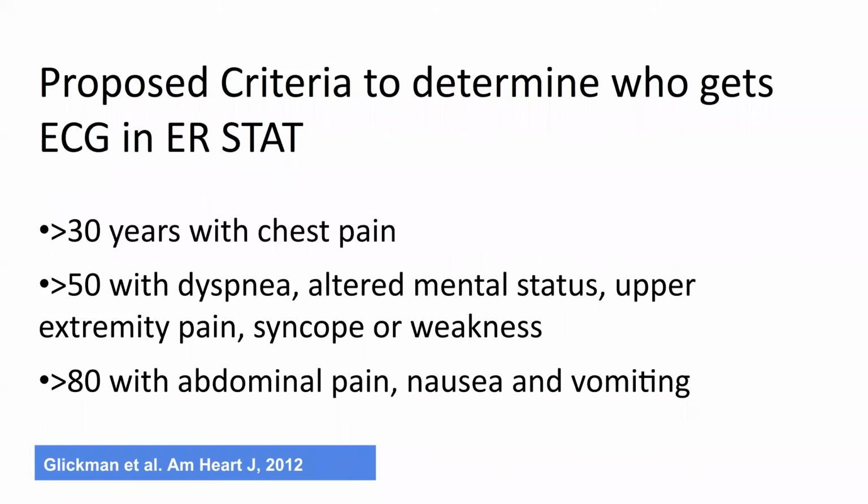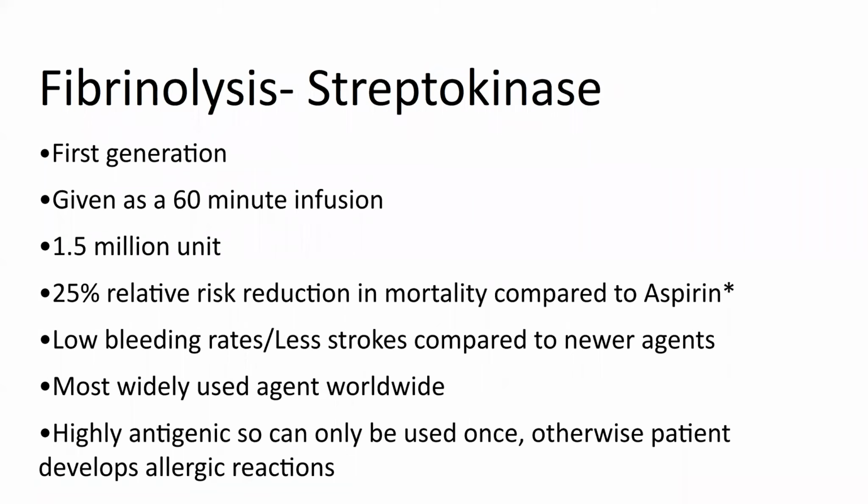This has been studied in an article that was published in 2012. Now, as far as fibrinolysis, the commonest agent available worldwide is streptokinase. It's an old medication. It's been around for a very long time. It's given as a 60-minute infusion. The dose is 1.5 million units, and it is associated with significant reduction in mortality in patients who have ST elevation MI. It has low bleeding rates and less strokes when you compare it to newer agents. And as I said, it's the most widely used agent worldwide.